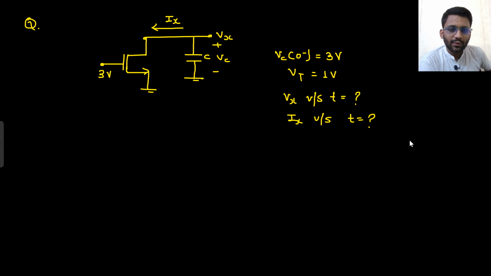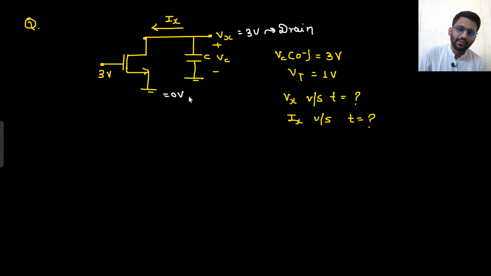So here in this question, you have to draw two waveforms, Vx versus time t and Ix versus time t. And the initial capacitor voltage is given, that is 3 volt. If Vx is at 3 volt and this is at 0 volt, so certainly this will be the drain and this will be the source, right? This will be the source and the current will flow like this only, right? Satisfied with that?